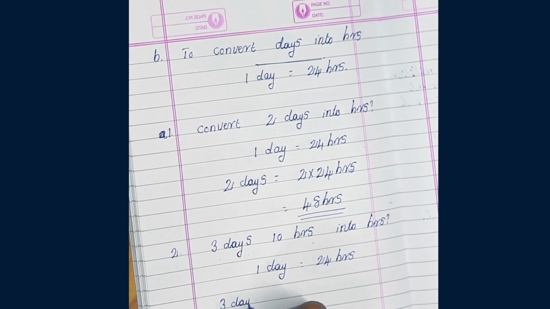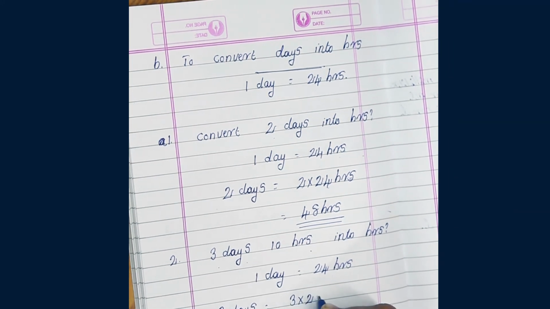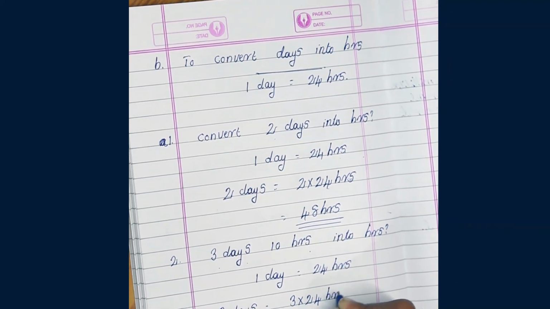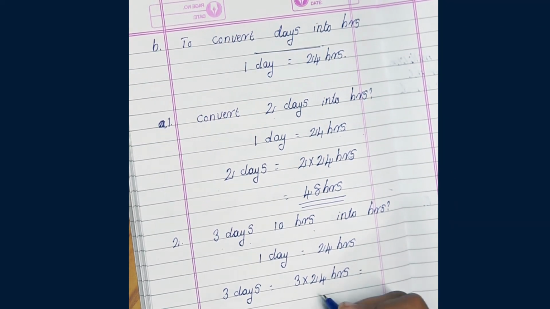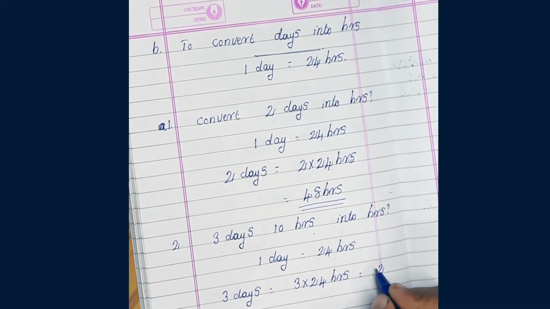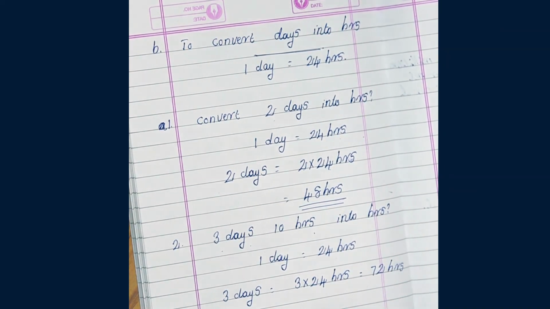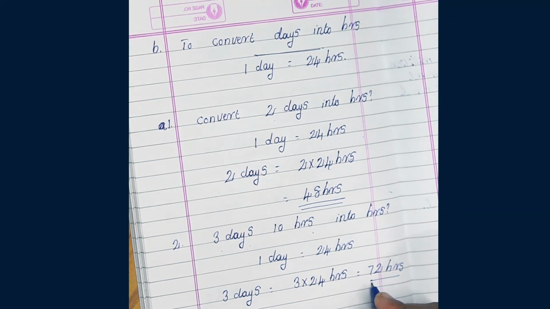Then 3 days equal 3 multiplied by 24 hours. Then 4 3s are 12. Then 1 balance. 3 2s are 6. 6 plus 1 equals 7. So, 3 multiplied 24 hours equal 72 hours.